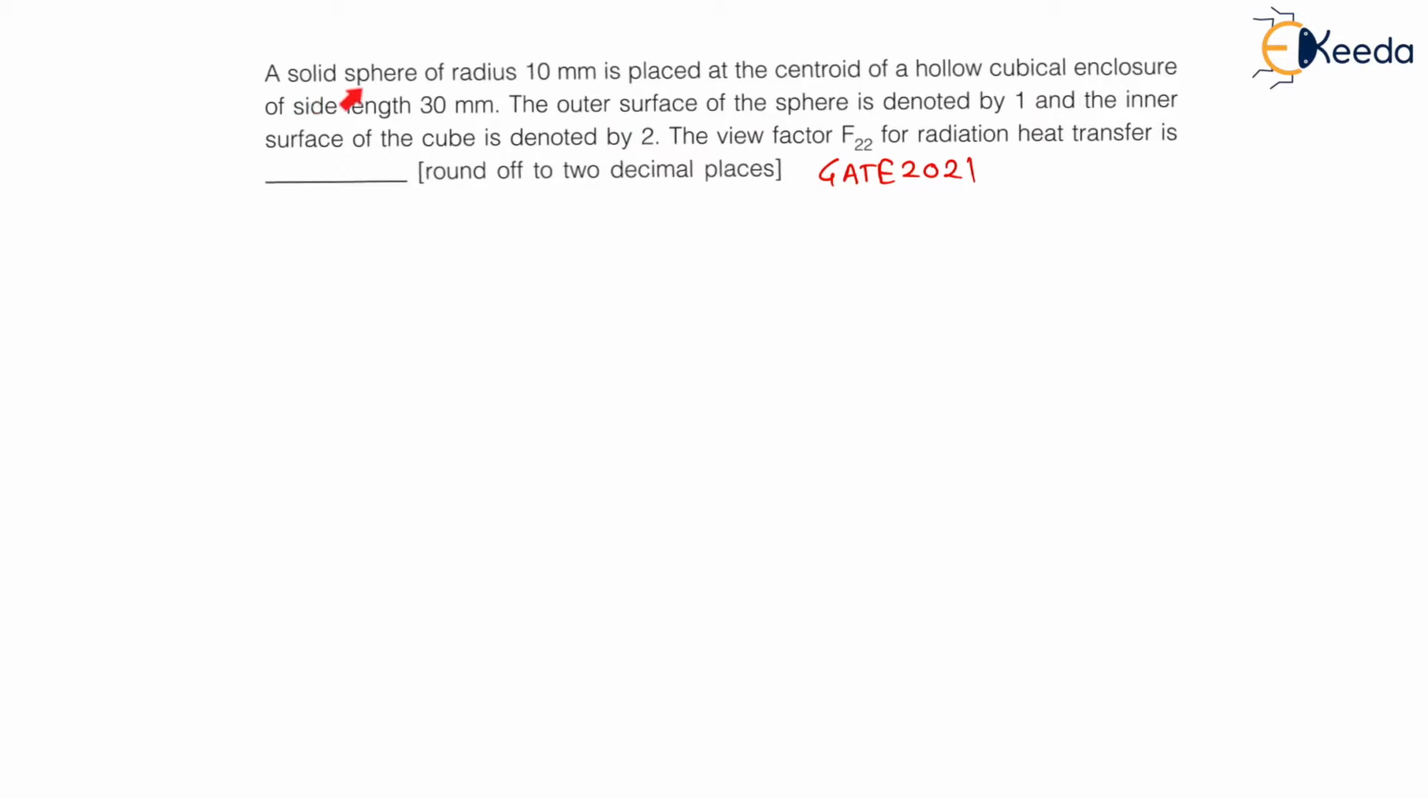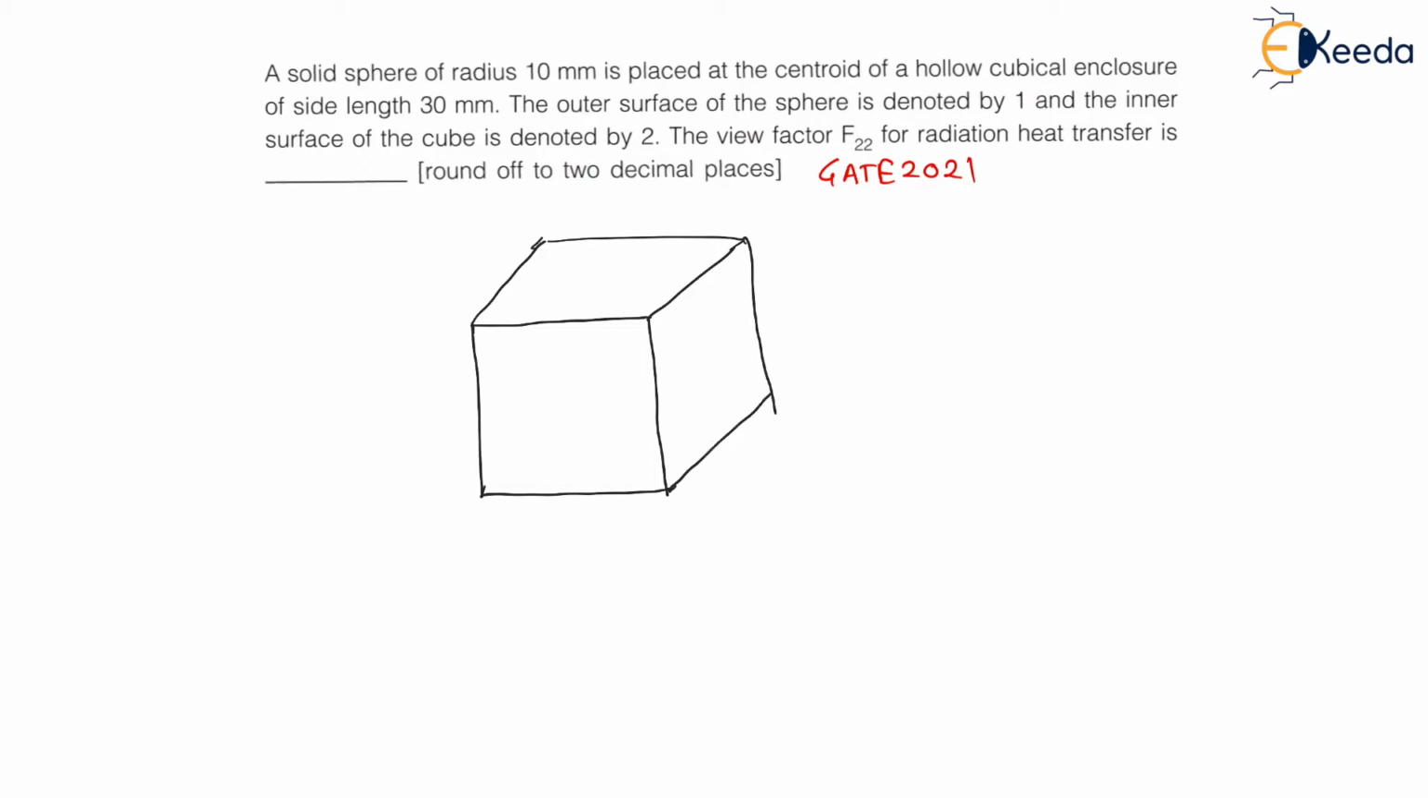The question is: a solid sphere of radius 10 mm is placed at the centroid of a hollow cubical enclosure of side length 30 mm. Now, my dear students, we are given one solid sphere and one cube. Let us say this is a cube, like this. All sides are the same for a cube, and the side length of the cube is given as 30 mm. Therefore, here all sides are 30. This side will be 30, height will be 30, and width will be 30. This is called a cube.